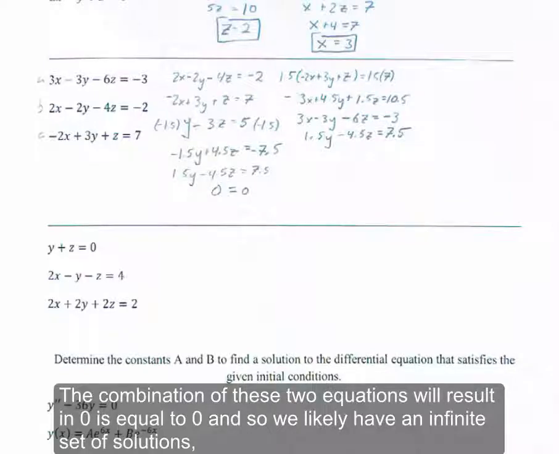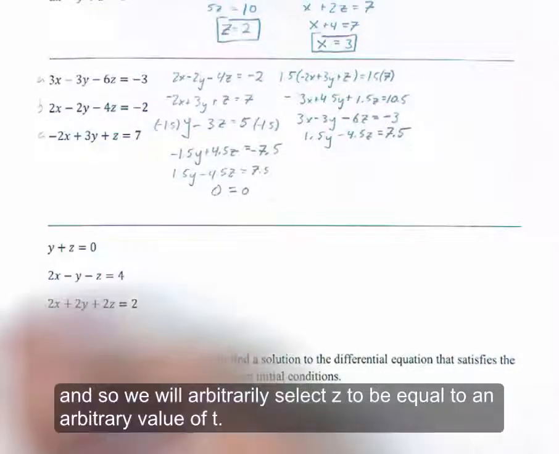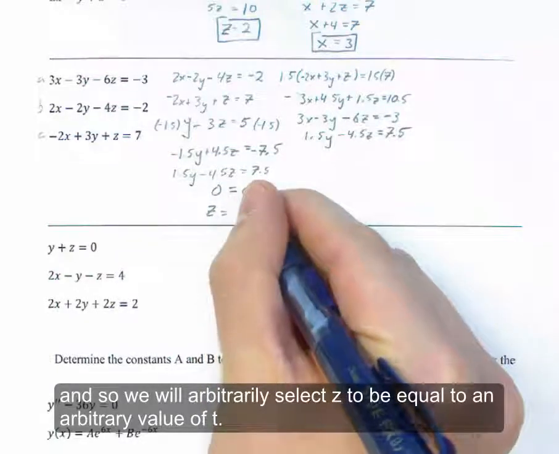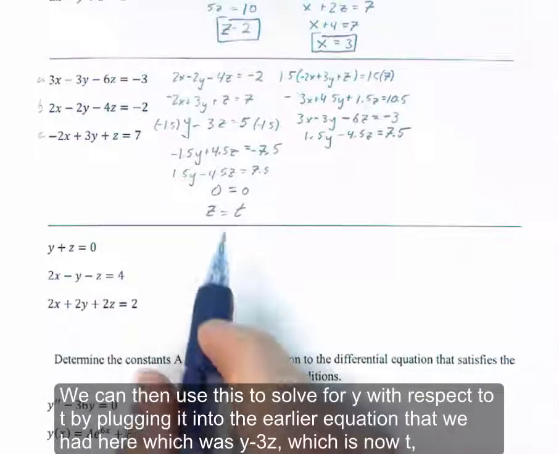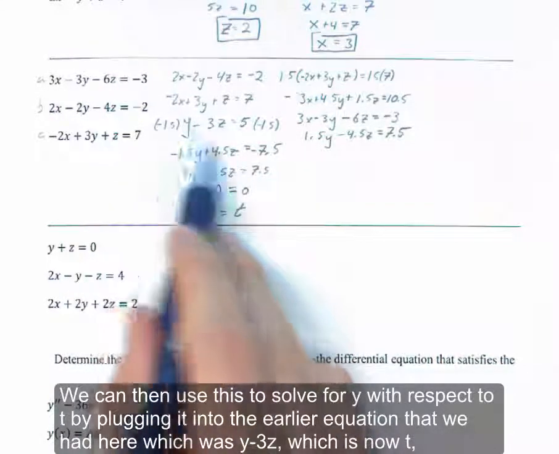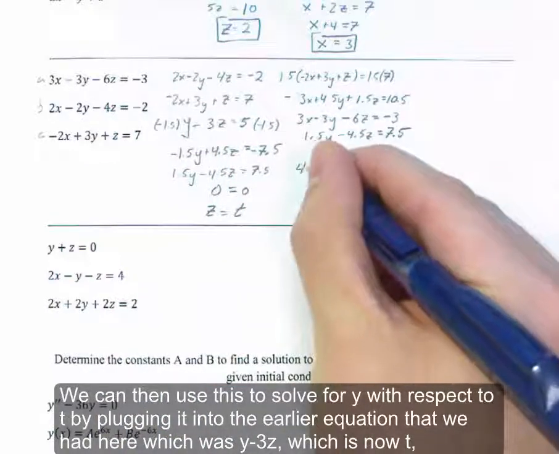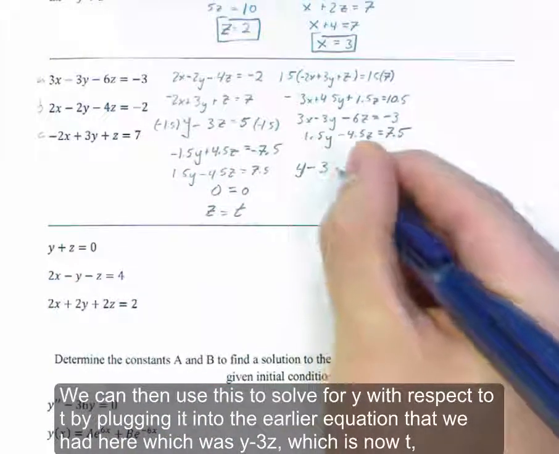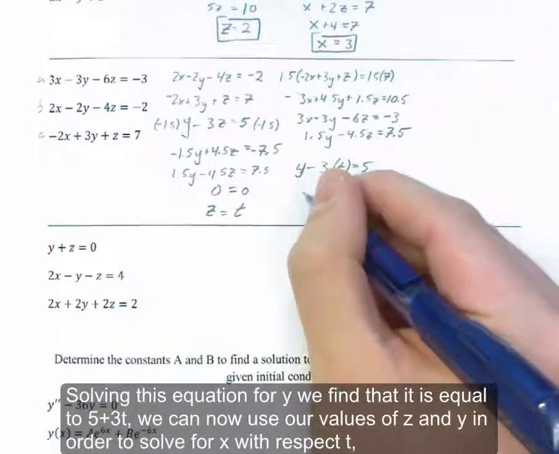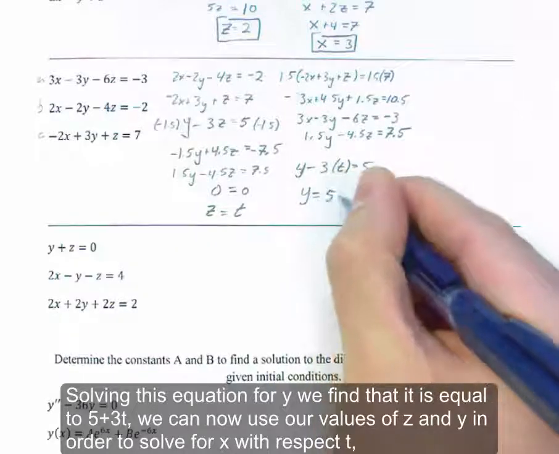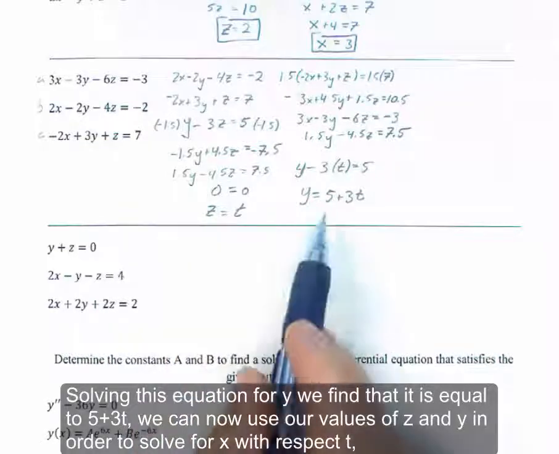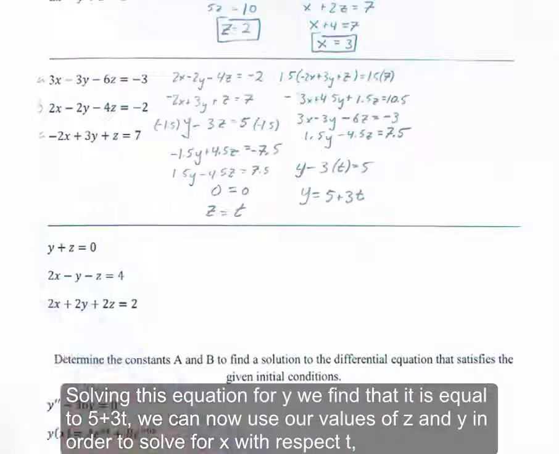And so we likely have an infinite set of solutions, and so we will arbitrarily select z to be equal to an arbitrary value of t. We can then use this to solve for y with respect to t by plugging it into the earlier equation that we had here, which was y minus 3 times z, which is now t, is equal to 5. Solving this equation for y, we find that it is equal to 5 plus 3t. We can now use our values of z and y in order to solve for x with respect to t.